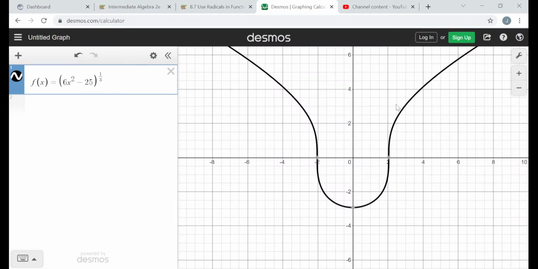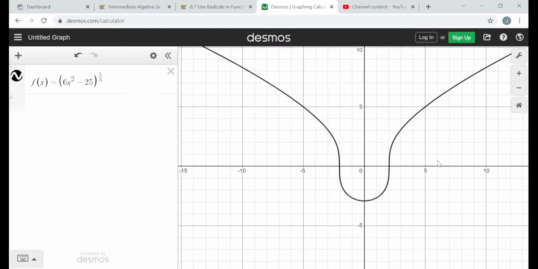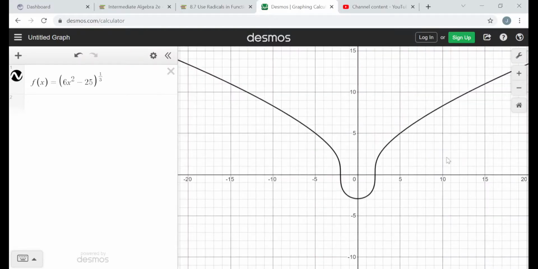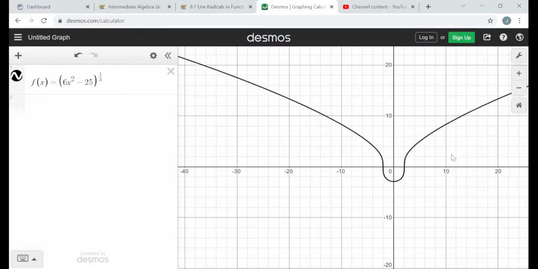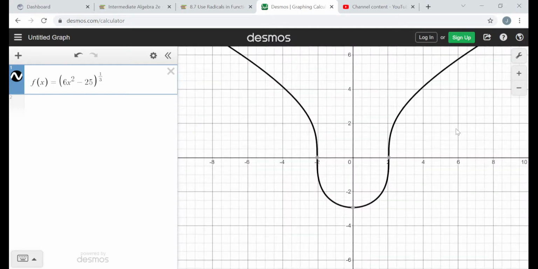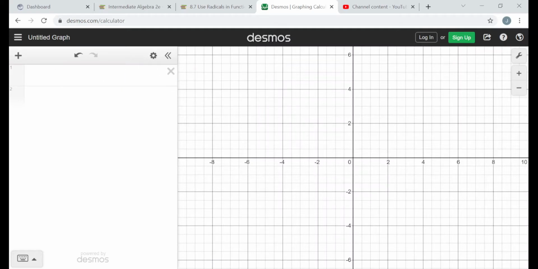And this is a funky looking thing, a cube root of 6x squared minus 25. But either way, no matter how far you zoom out, you'll see that there's no gap in the graph. There's no place where the graph doesn't have a point. And every x value is used. So we can very clearly see from the graph here too that the domain of this function is all real numbers. Wonderful.